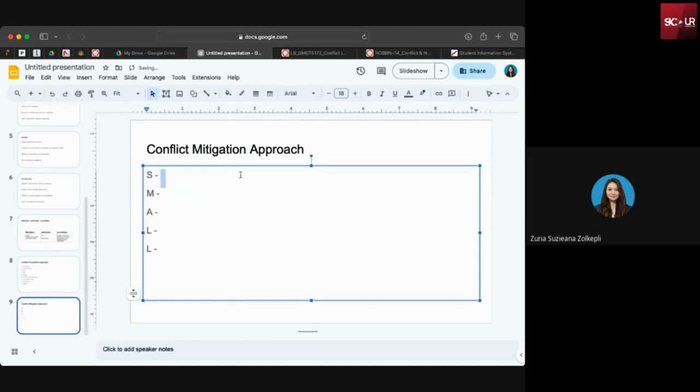So S stands for solve before it gets worse. Macam yang kita belajar tadi kan? If let's say everyone is avoidant, you don't solve it. You try to postpone it. Okay, so before it gets worse, you try to solve it, in order for us to keep the conflict still at a bearable level lah.